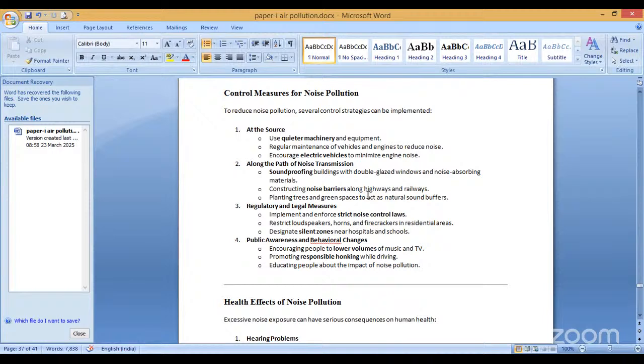Public awareness and behavior: moderate the volume of music and TV, promote responsible honking while driving, and educate people about the impact of noise pollution.